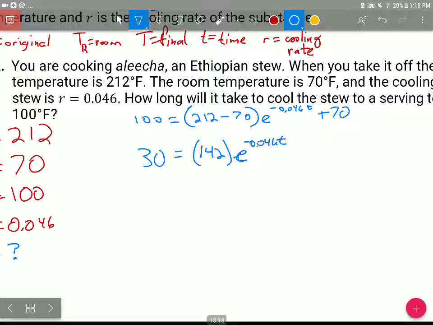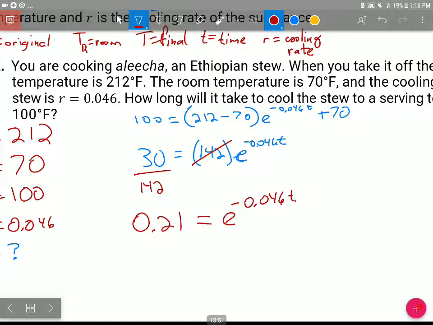All right, what else could I do? What would you do next? Take care of the 142. How do you take care of the 142? Divide. Somebody take out a calculator. What's 30 divided by 142? Or reduce it at least. Divide by 2, that's 15 over 71. Go ahead, what do you got? 0.21. Good enough. 0.21 equals e to the negative 0.046 t.